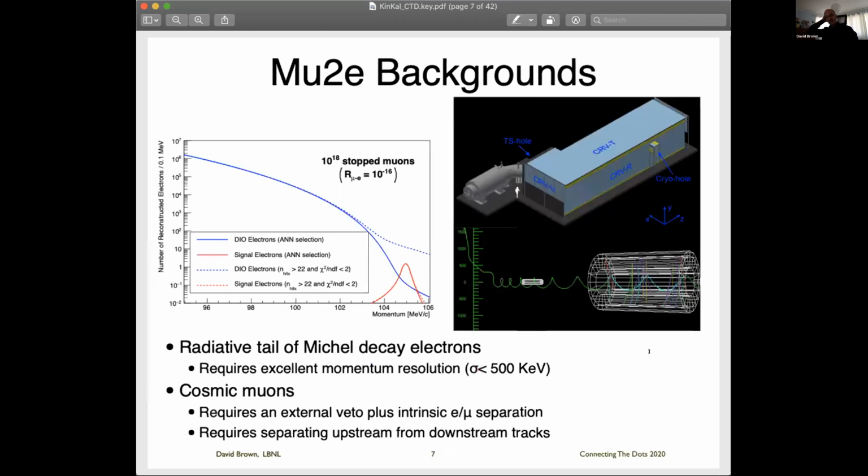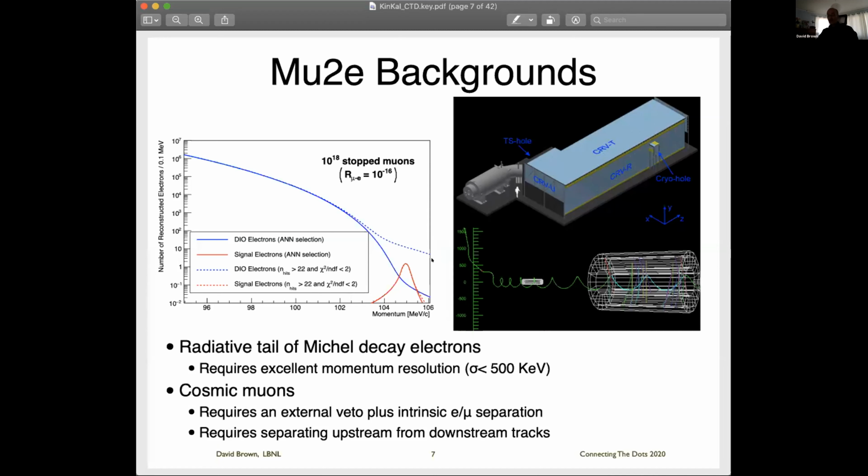The backgrounds are, like I said, driving most of the requirements, and there are 2 principal backgrounds. One is the radiative tail of the normal muon decay, which is the Michel decay. That extends way out past the normal muon decay in vacuum in free flight due to the fact that the muon is bound to the atom. And we have to distinguish our little conversion electron signal in red here from this fast falling background that requires excellent momentum resolution, which is what drives the low mass requirement. We need better than 500 keV resolution, so less than 1% at 100 MeV.